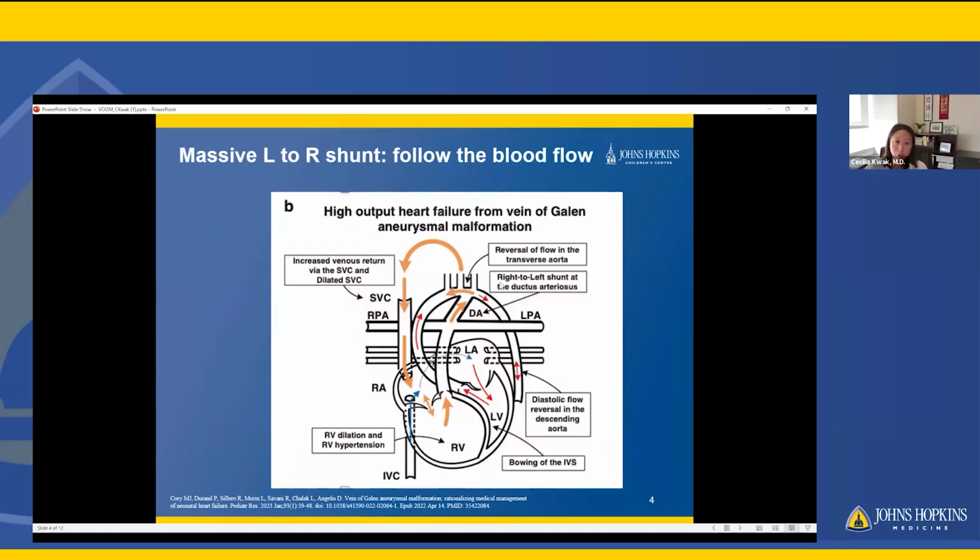So I find it helpful to follow the blood flow, which we'll try to do here. So you have this excessive amount of blood flow that is going into the superior vena cava. You'll have a dilated SVC. You can have SVC flows that are anywhere from 8 to 10 times what you might normally see in a newborn infant. And then that blood flow goes into the right atrium, which becomes dilated, into the right ventricle, which becomes very dilated as well, and straight into the pulmonary arteries.